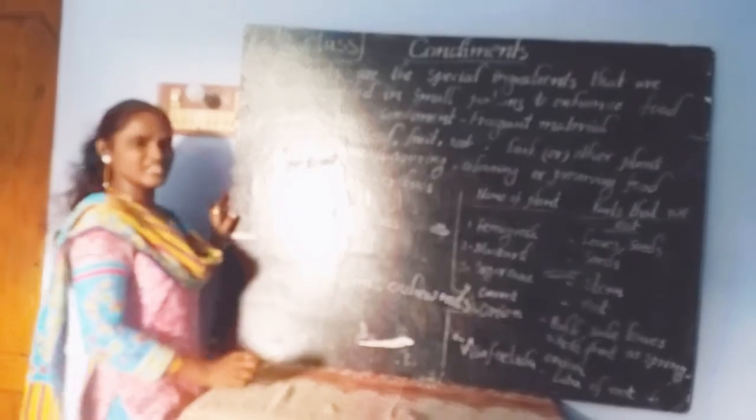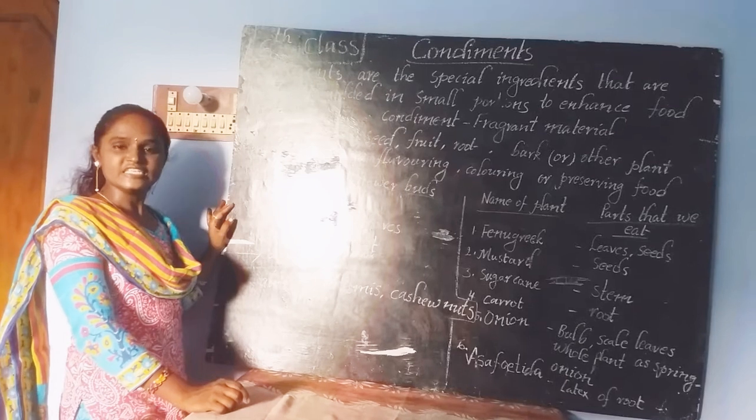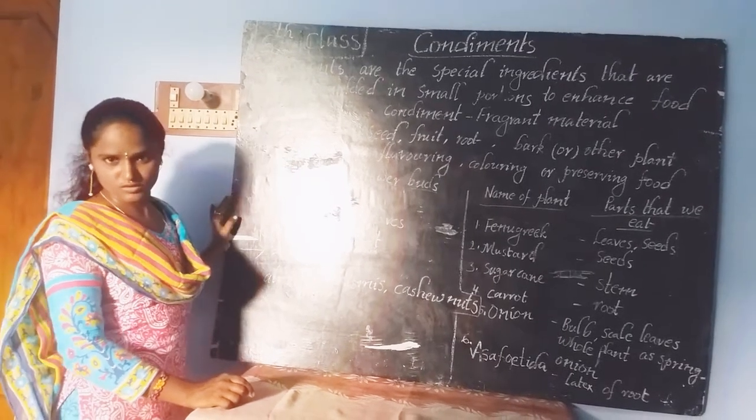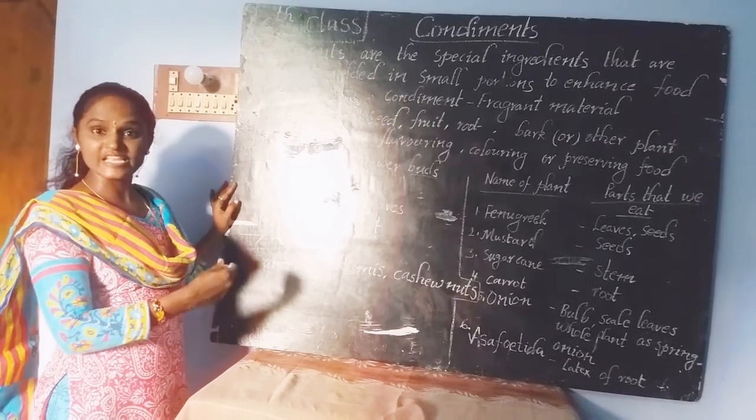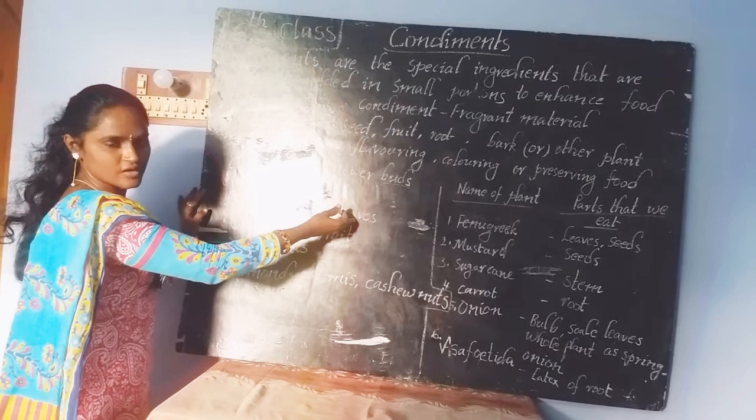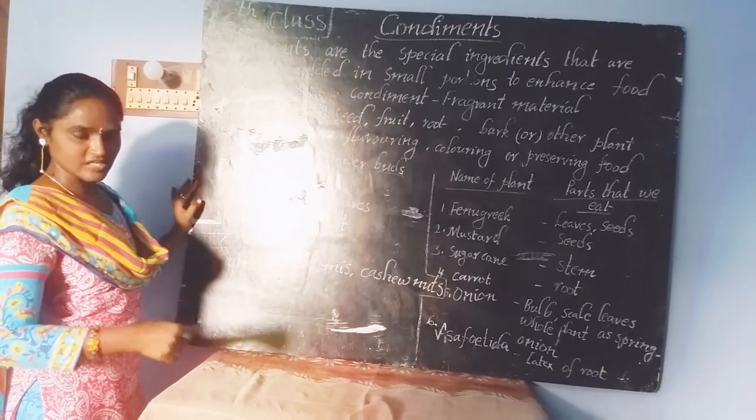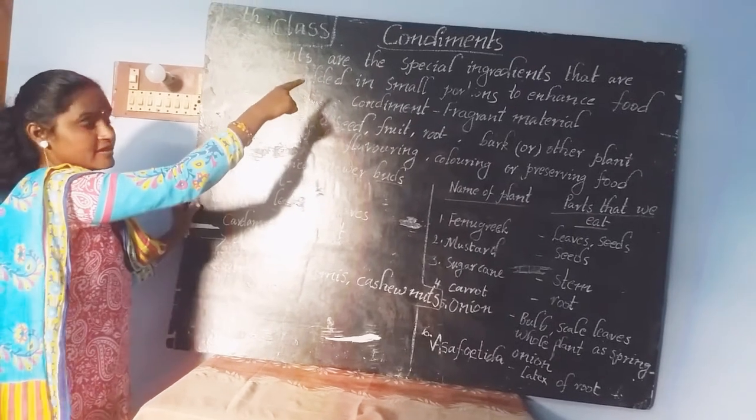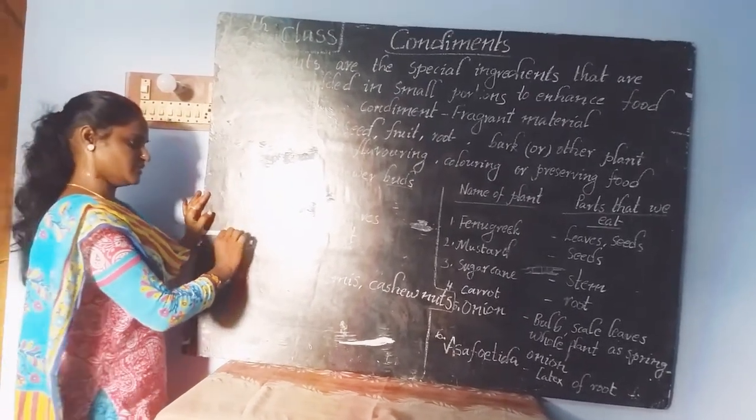Biryani leaves. Whenever we add biryani leaf to the biryani, it increases the flavor of the food. Generally, we call this biryani leaf a bay leaf. The name itself indicates that it is a part of a plant. Which part of a plant? It is a leaf. Leaves are also used as a condiment. Then move to the next one.